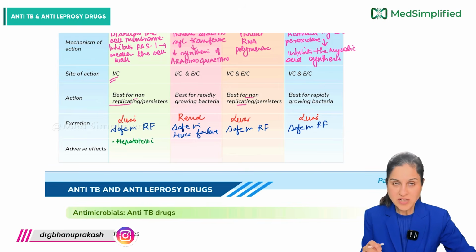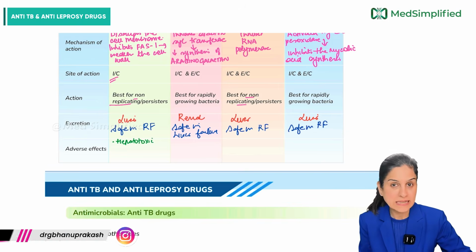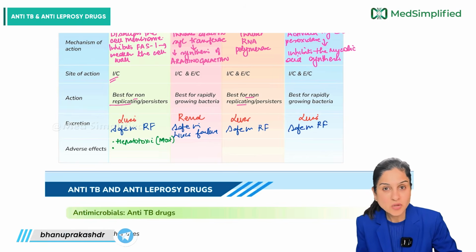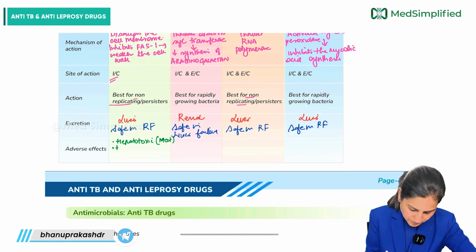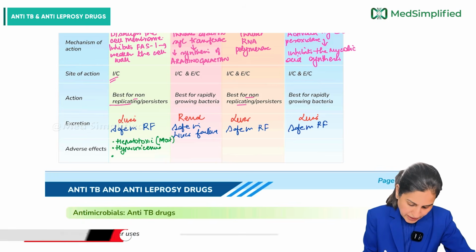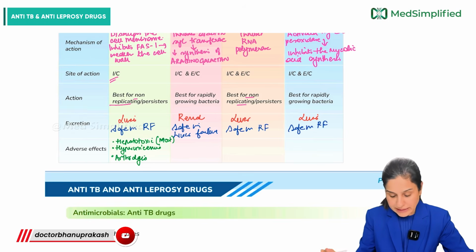Hepatotoxic, and it is one of the most hepatotoxic drugs out of the rest of them. So, it is the most hepatotoxic. It also leads to an increase in the uric acid levels. It can cause hyperuricemia. Therefore, it is not advised to be given in patients with gout, or you have to be very careful there, right? Then it can lead to arthralgias, joint pains.